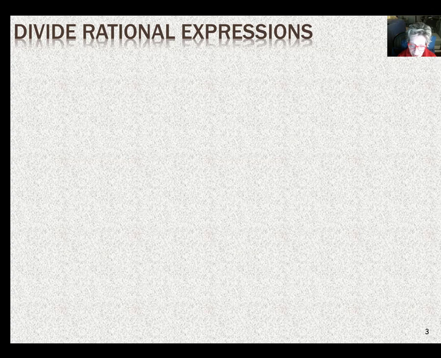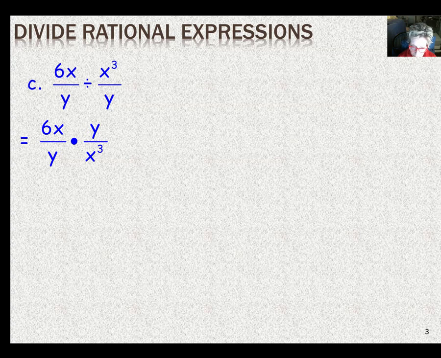Next, we're going to divide rational expressions, and I have a pretty simple example first. Letter C. That's written as division. I'm going to change it to multiply by taking the reciprocal of the right-hand side, which is an application of fractions. I'm going to cancel my common factors of y, cancel my x into my x to the third power, and that leaves me x squared, which leaves me an answer of 6 over x squared.